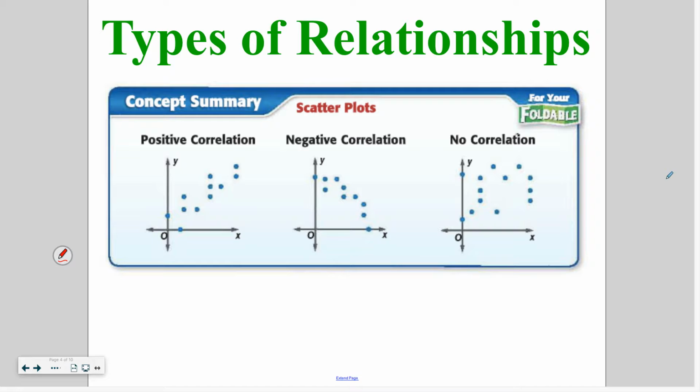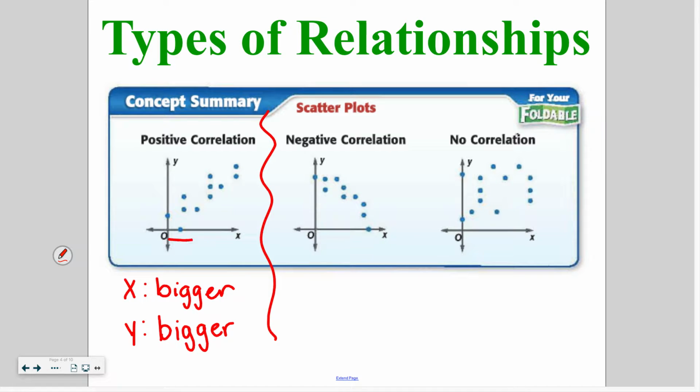There is a positive correlation, which means that as our x values get bigger, so as we move from left to right, our y values also get bigger. So our y values are also increasing. And that is shown on this first scatter plot example. X is getting bigger and our points are going up.